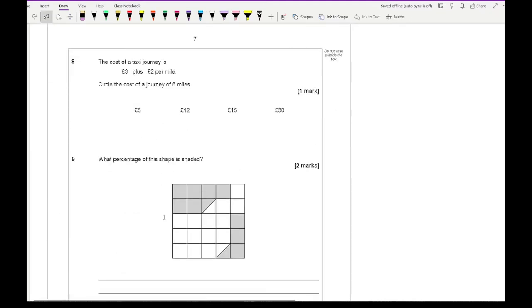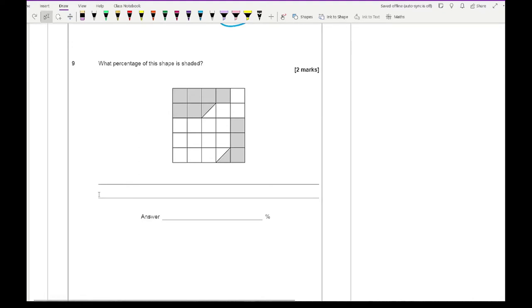Moving on to question 8, it says the cost of a taxi journey is £3 plus £2 per mile. Circle the cost of a journey of 6 miles. Well, if you're travelling 6 miles, that's going to be 6 times 2, which is 12. I then need to add the £3, which gives me a total charge of £15.